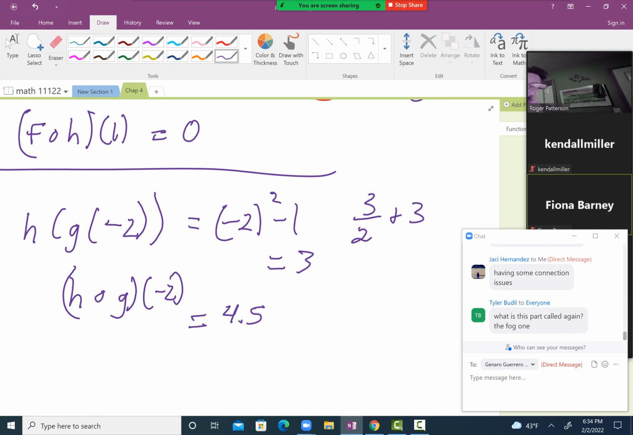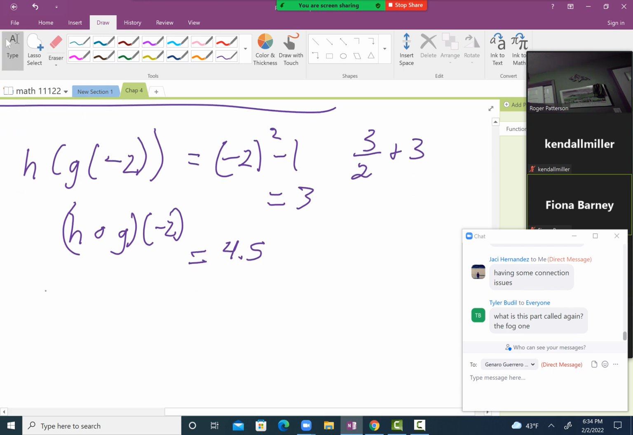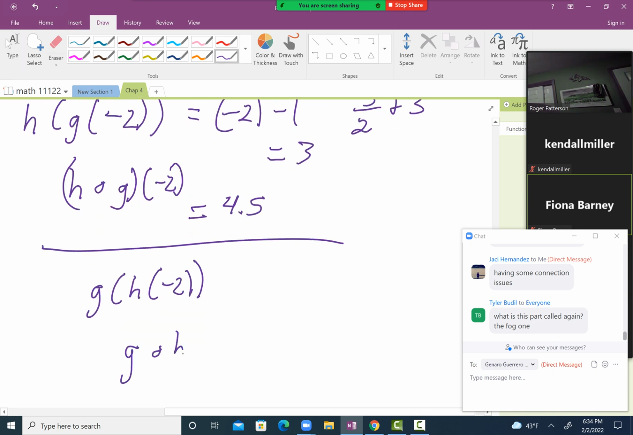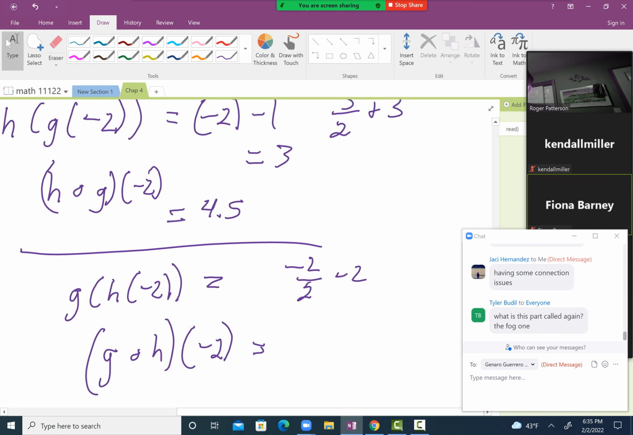Okay, so let's try this. Let's flip this around a little bit. What if we went g of h of negative 2? So that would look like this, and they would put negative 2 in there. Let's figure this out. The negative 2 is going to go into the h function first, so we're kind of reversing it. Then that would be negative 2 over 2 minus 2, because I'm putting it into the h function. Negative 2 divided by 2 is negative 1. Minus 2 gives me a negative 3.